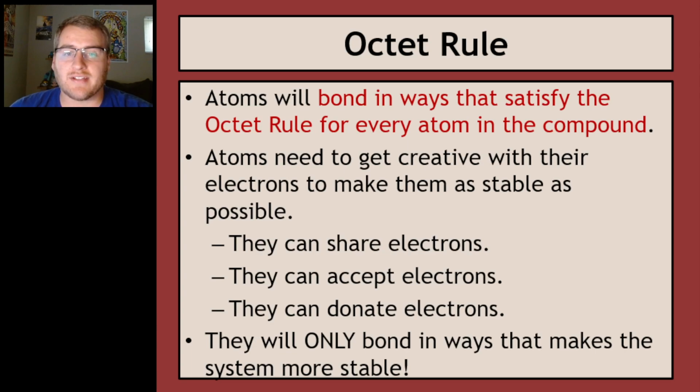Okay, so more on the octet rule here. Atoms will bond in ways that satisfy the octet rule for every single atom in that bond, in that compound. Atoms need to get creative with their electrons to make them as stable as possible. They can do all these different things to manipulate the number of electrons they have. They can share them, they can accept them, meaning take them from other atoms, or they can donate them to other atoms. But it's important they will only bond in ways to make the entire system more stable. They're only going to bond in ways to lower the energy.